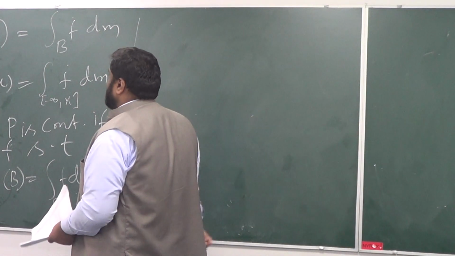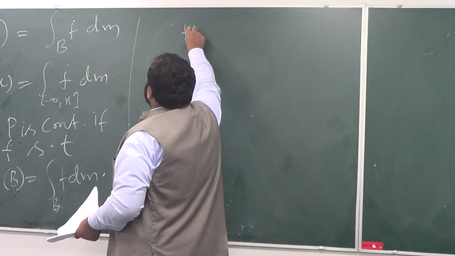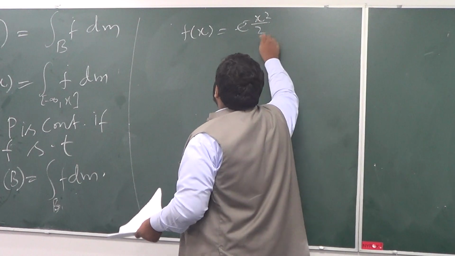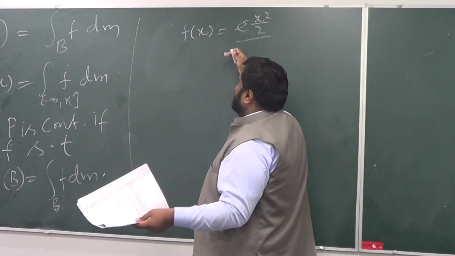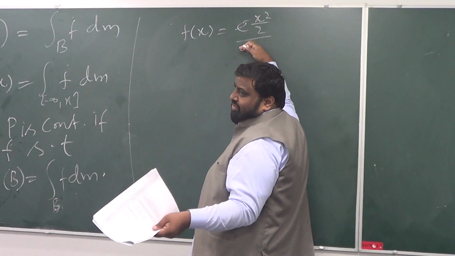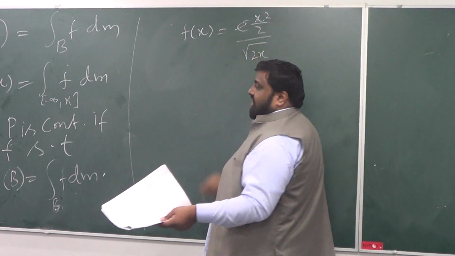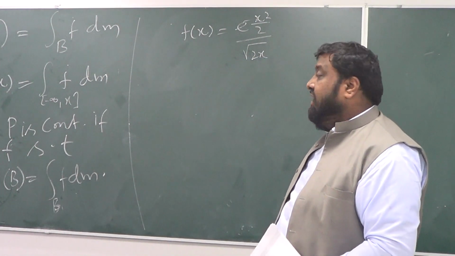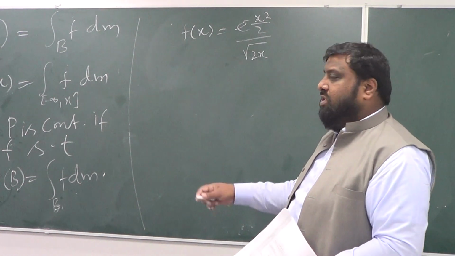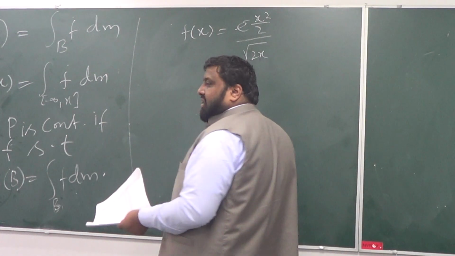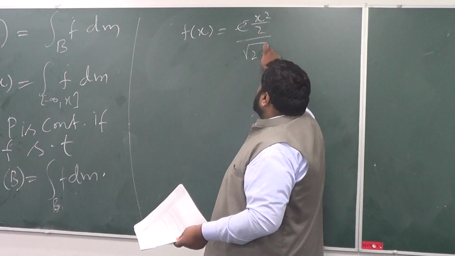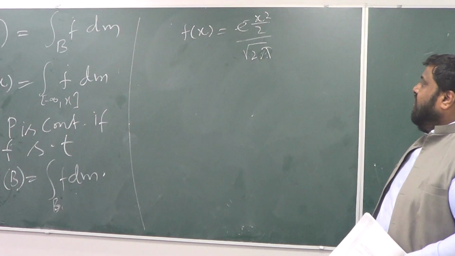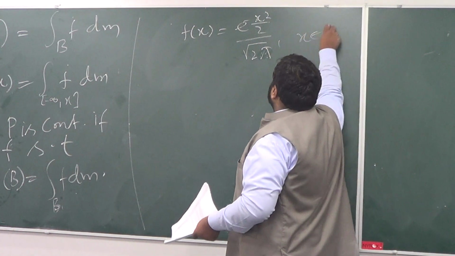What would be an example of such a function? Just simply take the PDF of a normal distribution, e to the power minus x squared over 2, over root 2 pi. Let's not see this as the PDF of a normal distribution, but just as a function. Then it's a continuous function, defined on the whole of R, and hence Borel measurable.